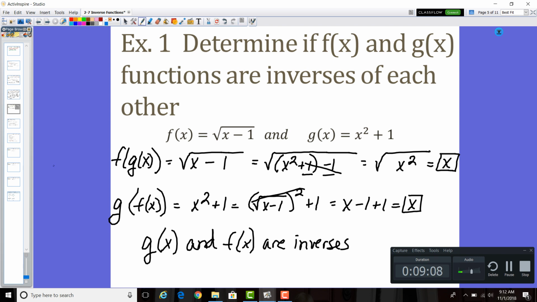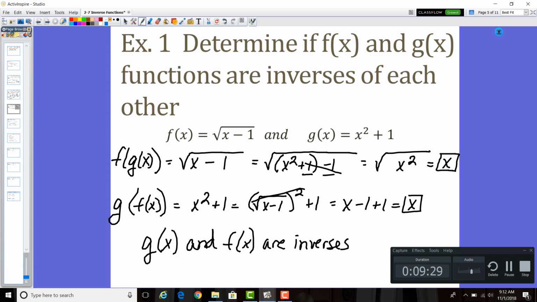Okay, so the rule here, form compositions. We did that in the last section. So all we have to do is take the two functions, check their compositions. If both expressions or both compositions simplify down to positive x, then we can say they are inverses. If one of them does not or both of them do not, then they are not inverses.